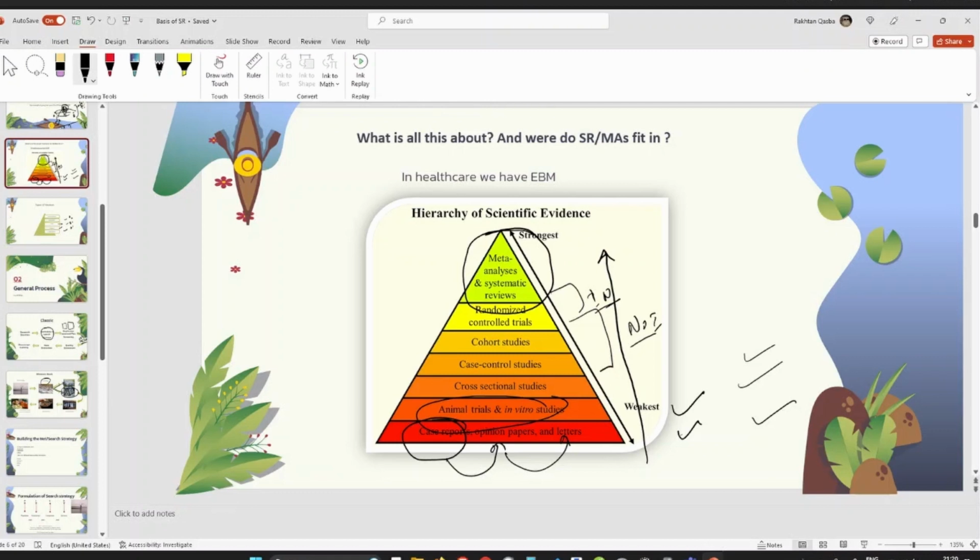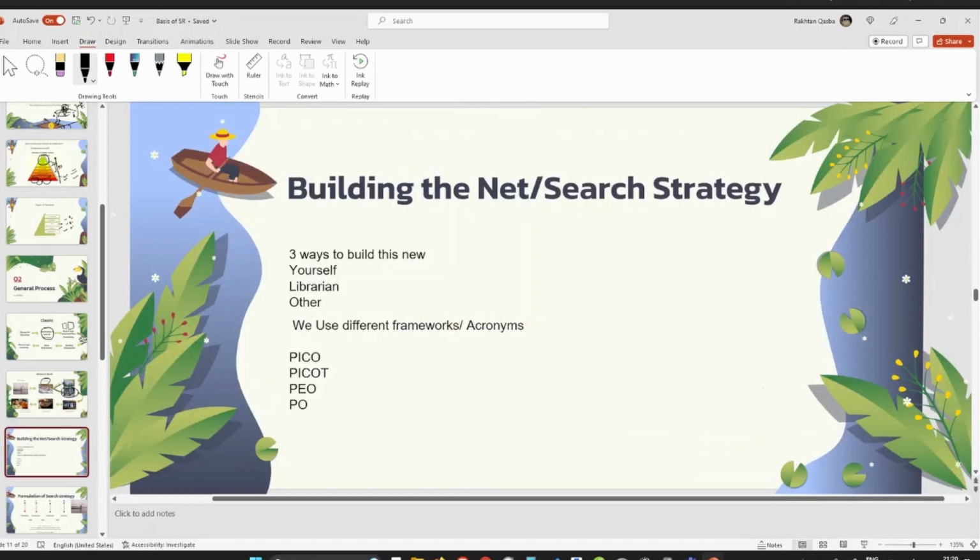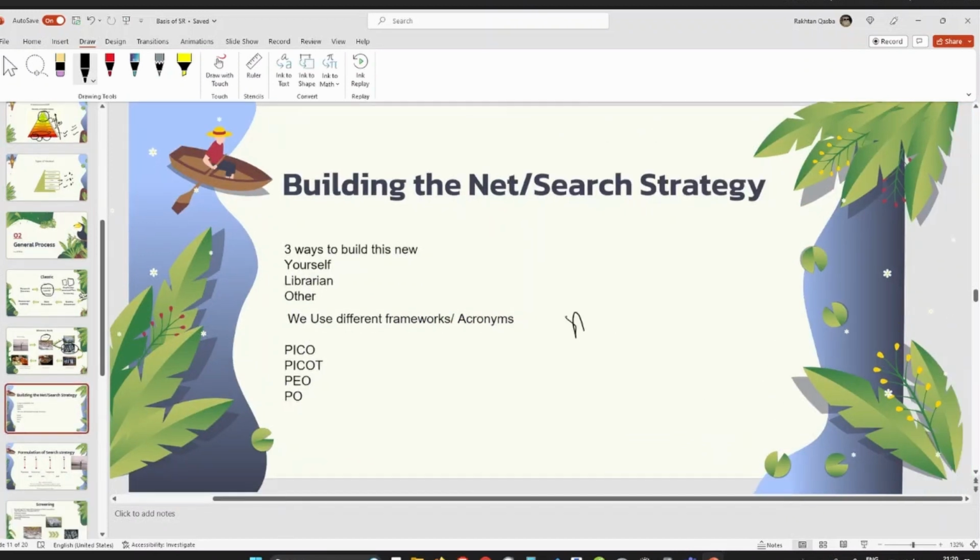Now what we will do is summarize the evidence. We have a research question: apples are curing cancer. First thing we'll do is build a search strategy around this. We will divide this research question. In research, you can build a search strategy yourself, like I do, or you can give it to librarians, or there are some other methods which I will come to later.